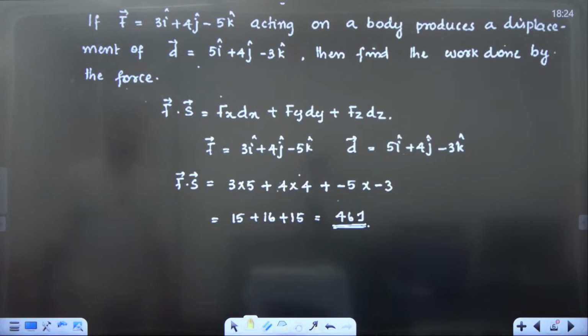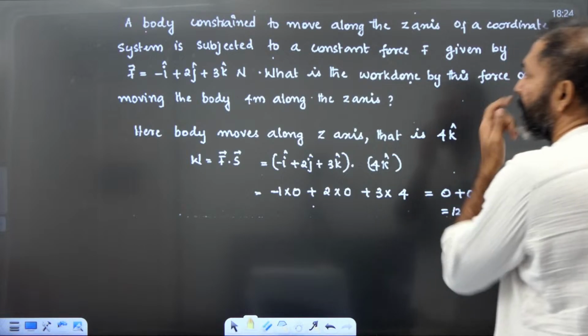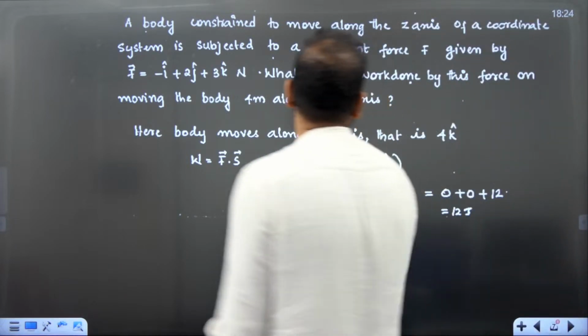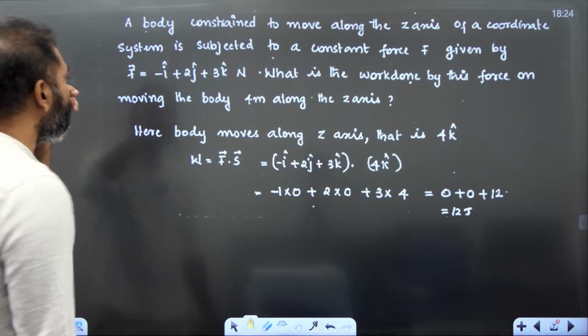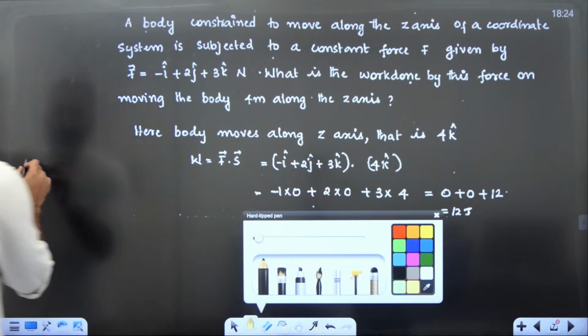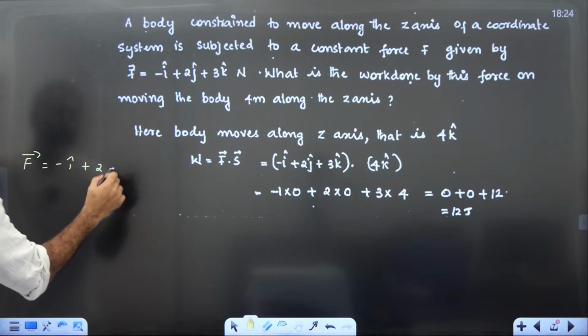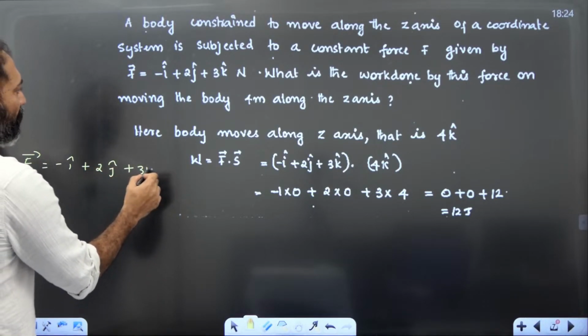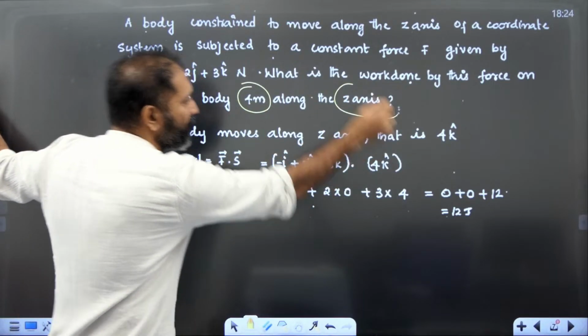Force and displacement. Work done is equal to force vector dot displacement vector. Next, a body constrained to move along the z-axis of a coordinate system is subjected to a constant force given by F vector equal to minus i cap plus 2j cap plus 3k cap. What is the work done in moving the body 4 meter along the z-axis?